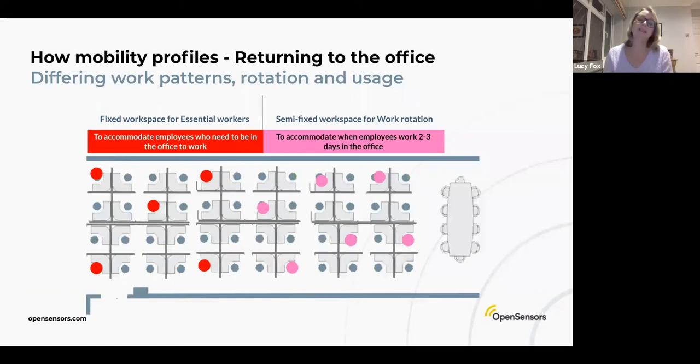So you can expect from a return to the office perspective to really think about that fixed workspace and how much additional semi-fixed workspace you're going to need. So that's those that are coming in. On here, it talks about when employees work 2 to 3 days in the office. That's more thinking longer term, but in the short term, purely from a return to office pace, they may want to come in once a week or once every 2 weeks. How do you manage that rotation, and how can you support that safely and effectively?